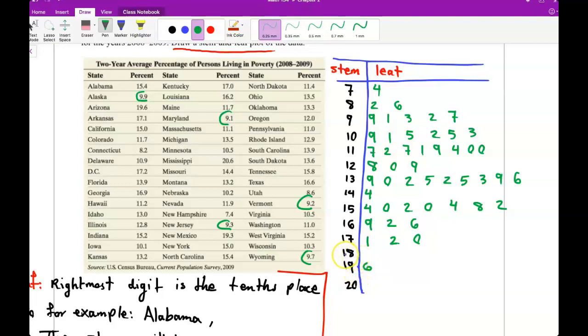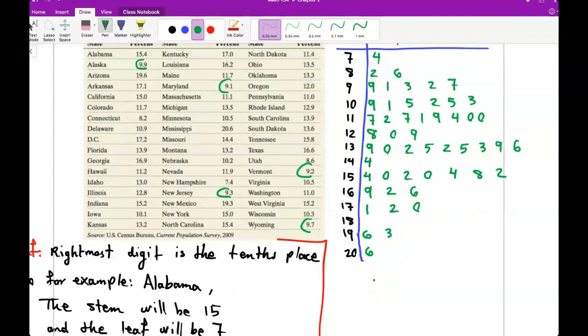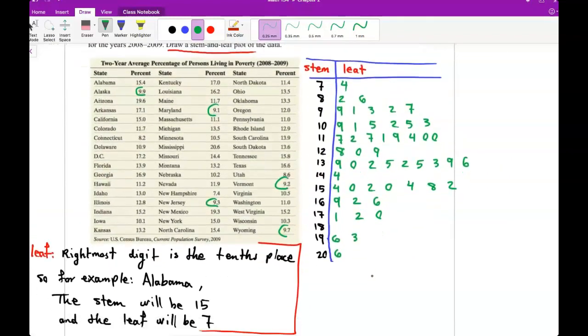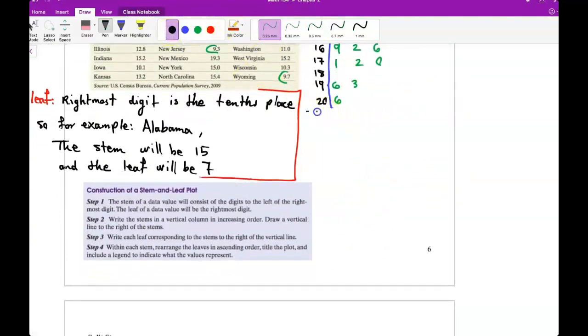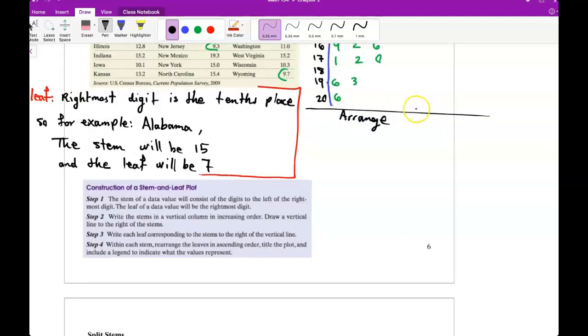See, even if we didn't have data for 18 here, since I had all these numbers in order, I had 18 here as a stem. Then 19.6, 19.3, here is 20.6. Okay, so we got all these numbers. Now we want to arrange these. So arrange the leaves in order.